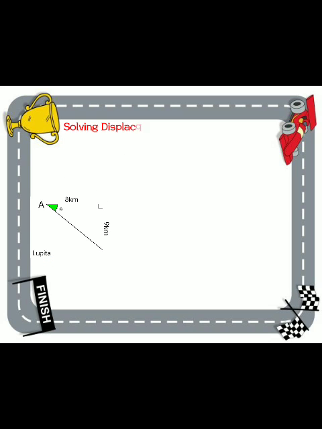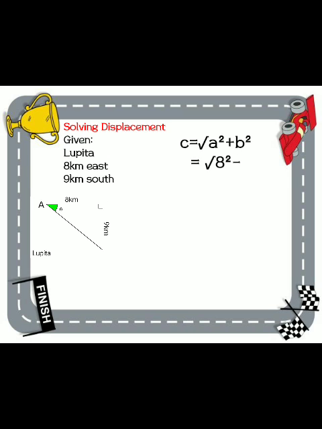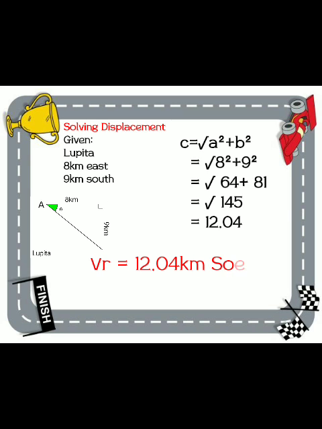Let us now solve for the displacement of Lupita. Lupita traveled 8 km east and 9 km south. Substitute into the formula, c is equal to the square root of a squared plus b squared, equal to the square root of 8 squared plus 9 squared, equal to the square root of 64 plus 81, equals the square root of 145. The square root of 145 is 12.04. The resultant vector traveled by Lupita is 12.04 kilometers southeast.